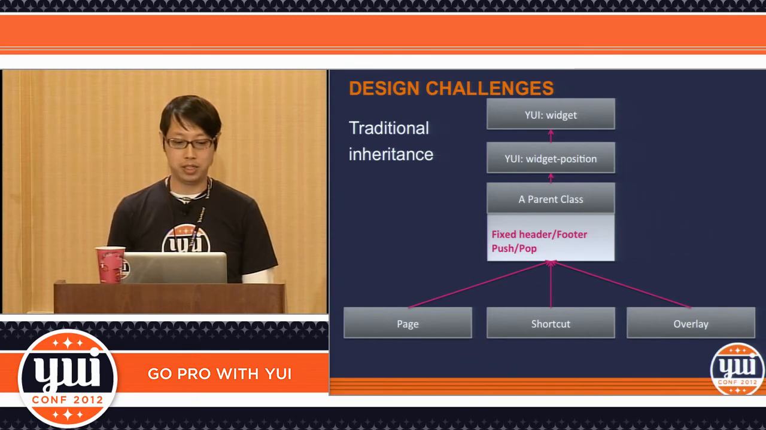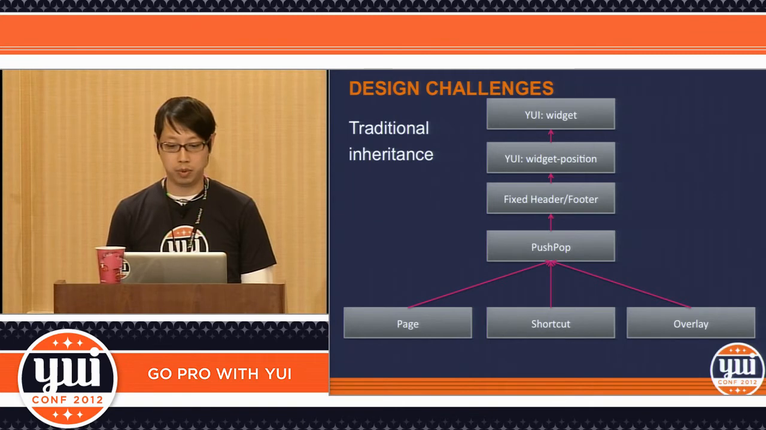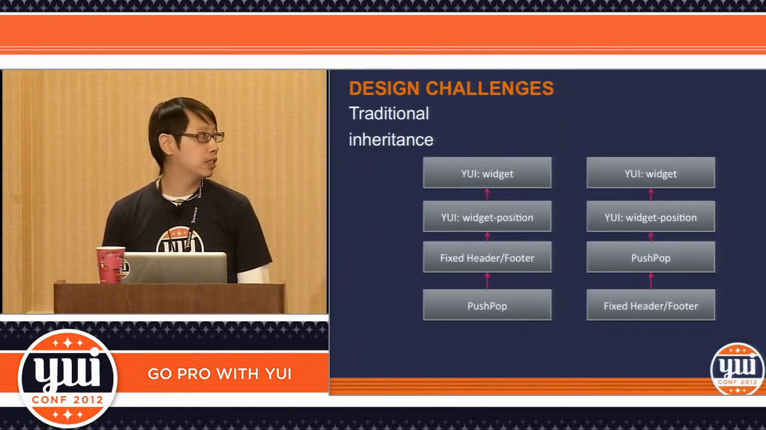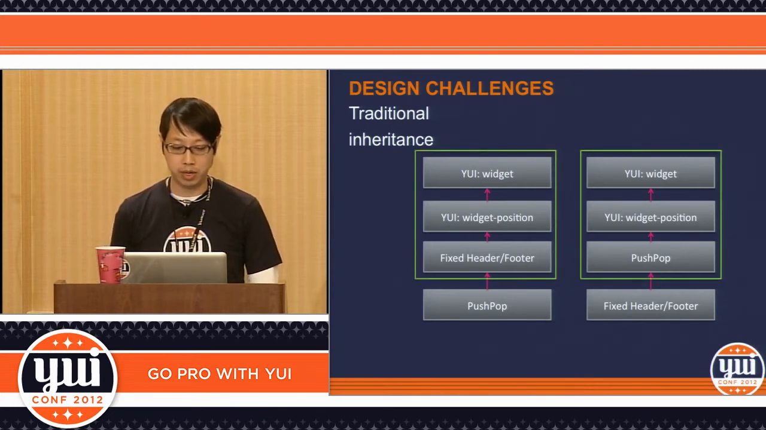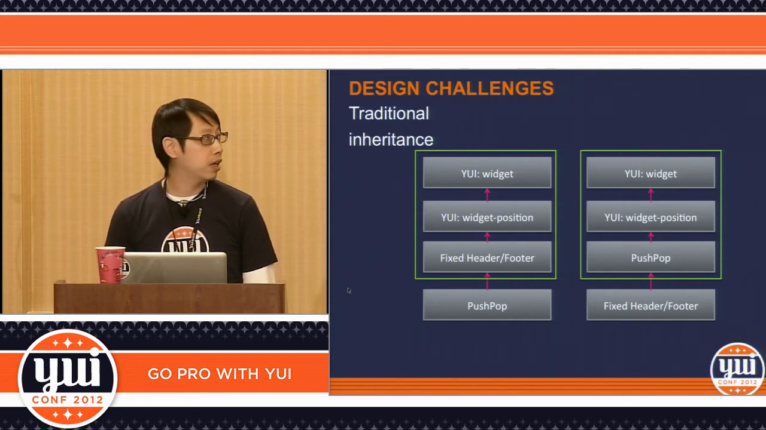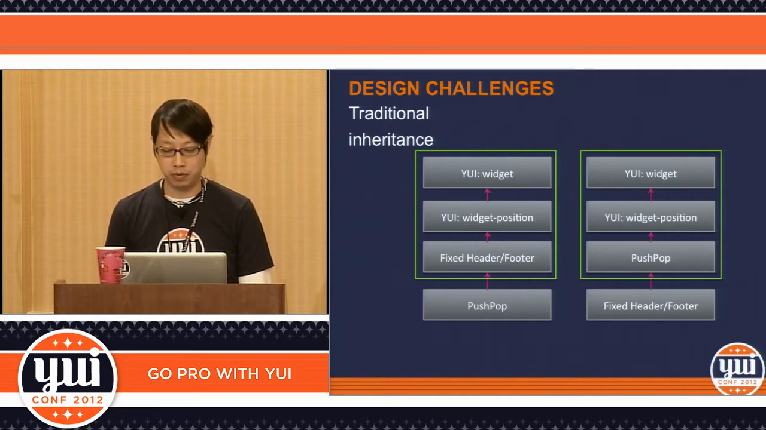But this is a traditional inheritance pattern. And maybe we can refine the function of the parent class like this. So here comes the problem. We have two ways to make the inheritance, but these two ways are different. On the left-hand side, you cannot get a push-pop class without fixed header and footer, and on the other, you cannot get a fixed header footer without a push-pop.